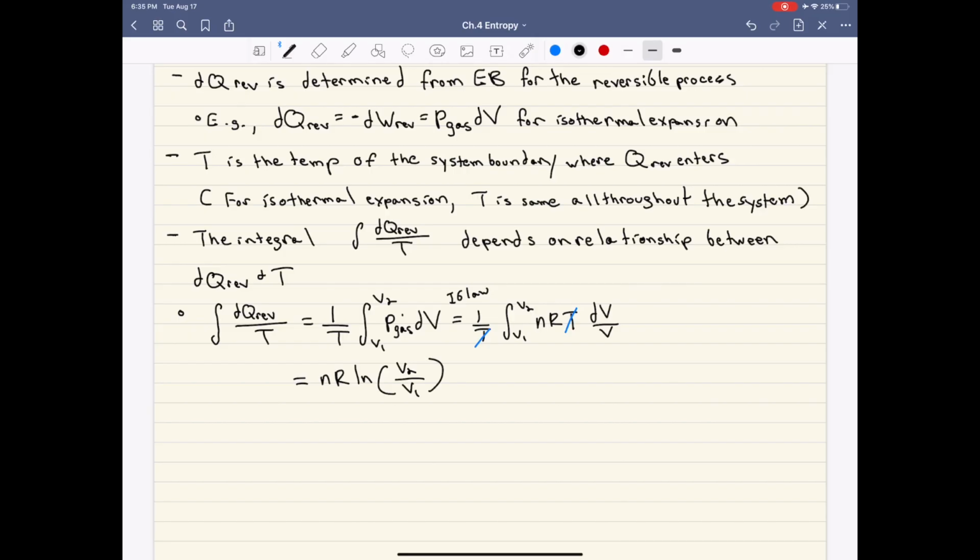Okay? And I said here that this integral from the second law of thermodynamics, this is going to be defined as the change in entropy of our system. And so this entropy we're looking at, this delta S, if we go through the units of nR natural log of V2 over V1, what we would have are units of energy over temperature. Okay? And so that's the first term in that second law of thermodynamics that we're dealing with.